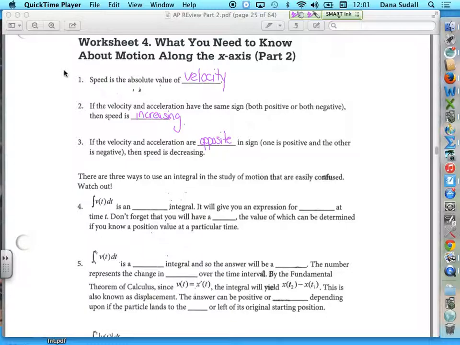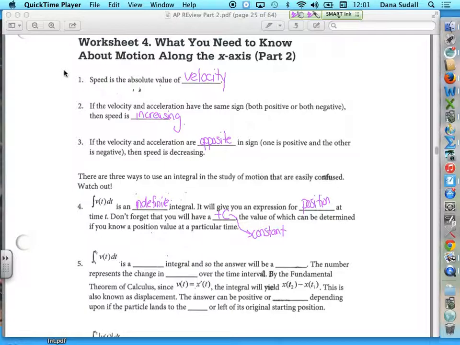And then for the next part, there are 3 ways to use an integral in the study of motion, and they're easily confused. So if I integrate velocity, this is an indefinite integral, meaning it doesn't have bounds on the end. That will give you an expression for position. So it gives you the position function at any particular time. Don't forget that you'll have a plus c, a constant value that can be determined if you know the position at a particular time. You can plug in the point.